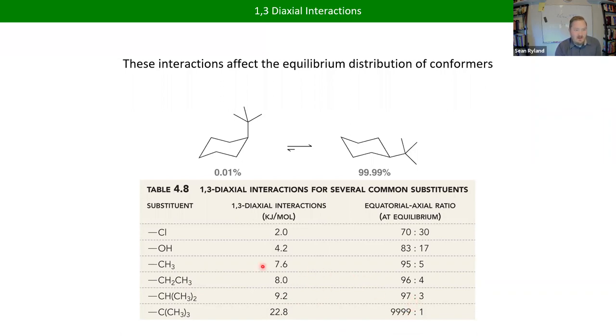As far as that first one we drew, the isopropyl cyclohexane would have that 97:3 ratio. And like I've said before, you don't need to memorize these numbers. We can use them if we have them in front of us to predict what K would be.